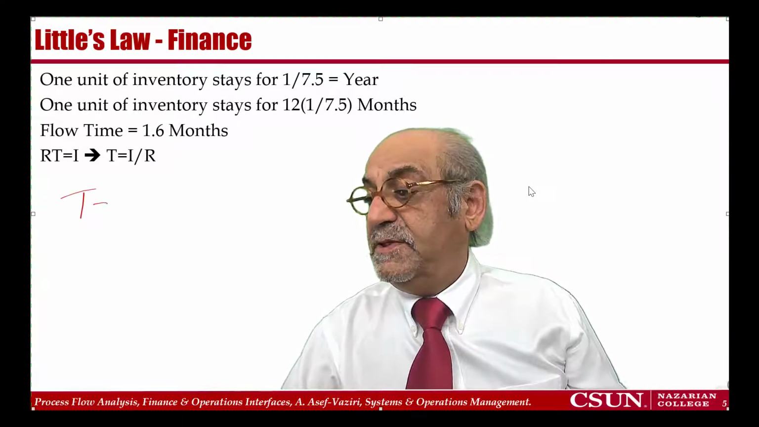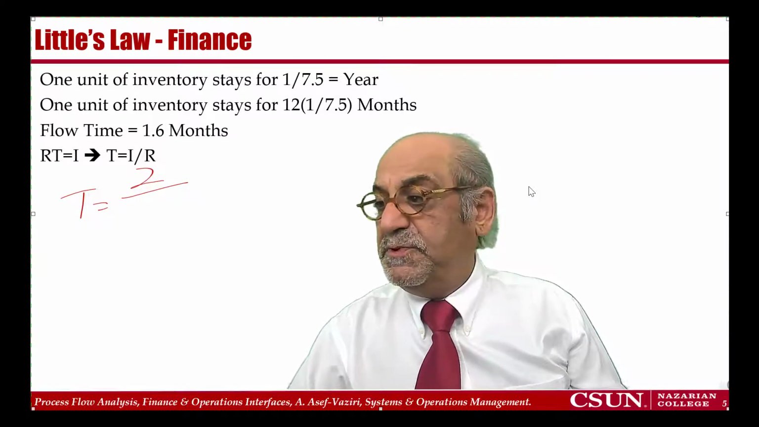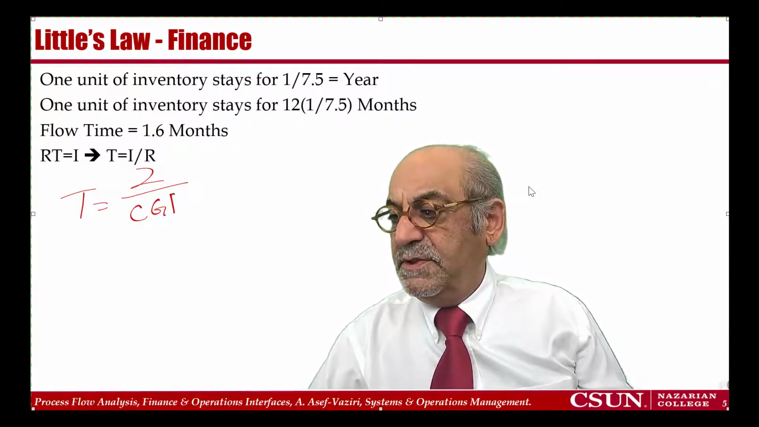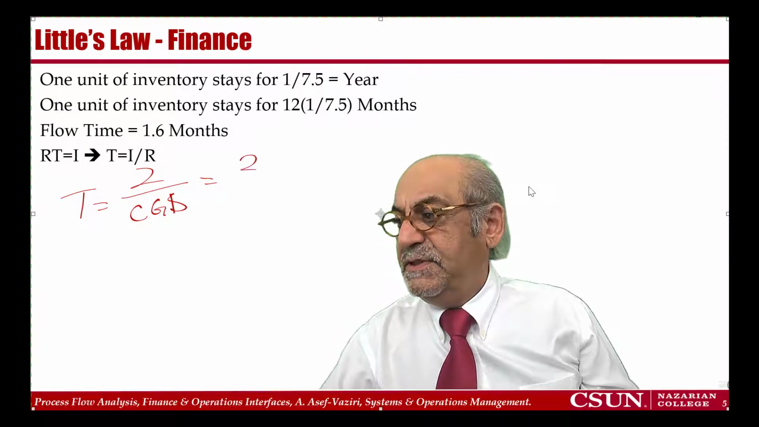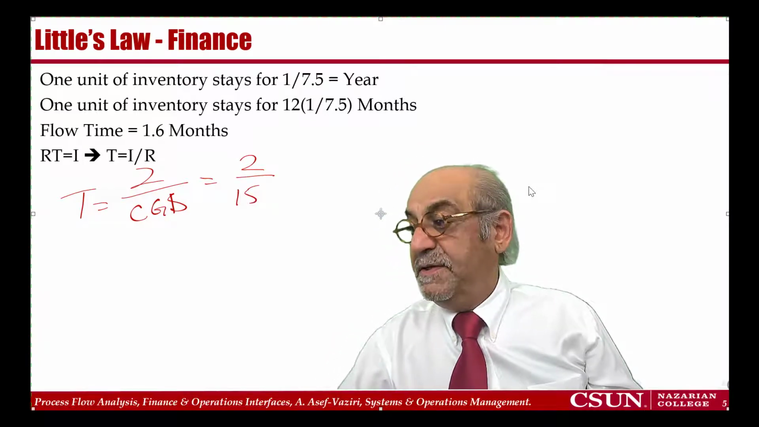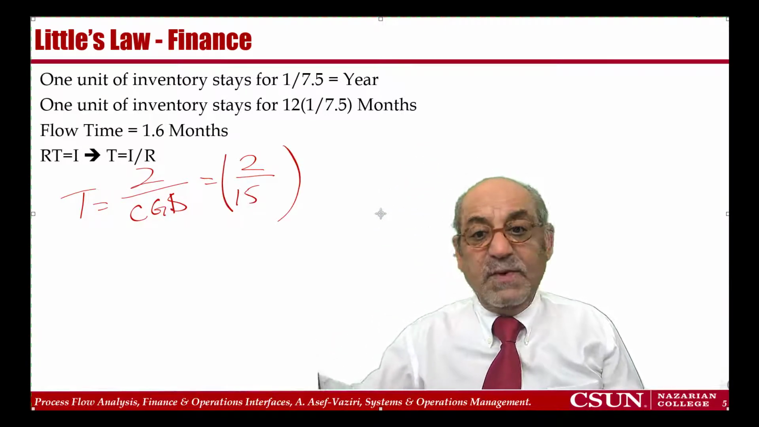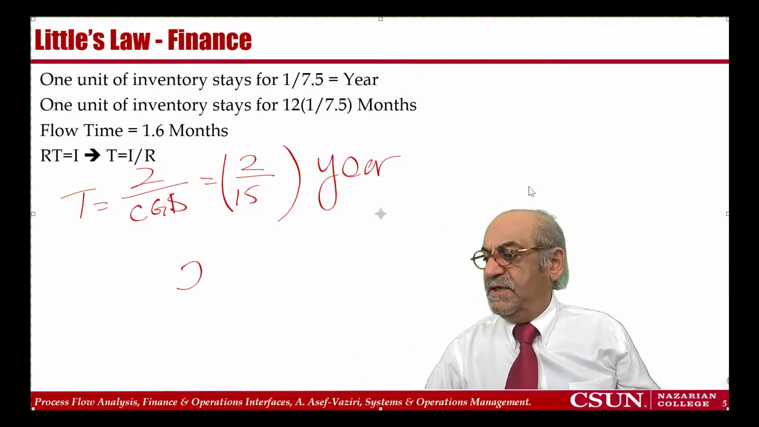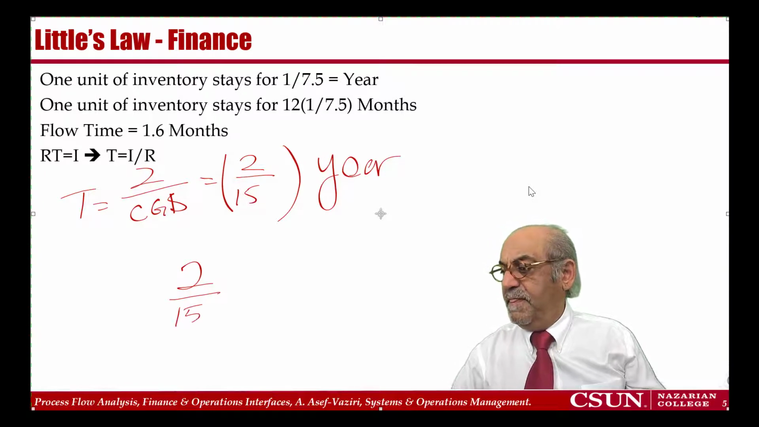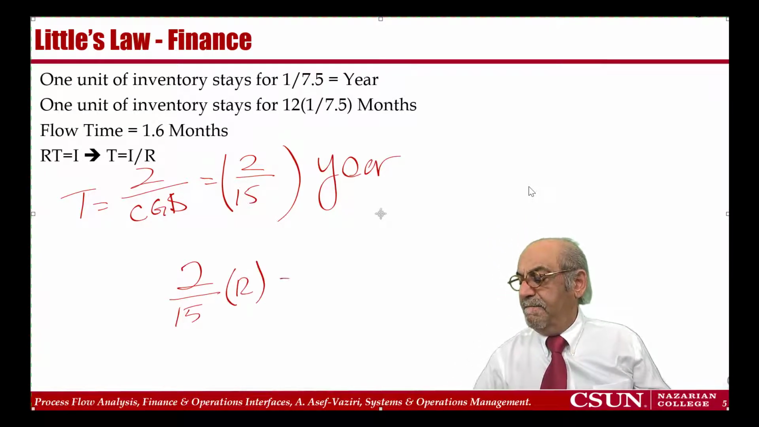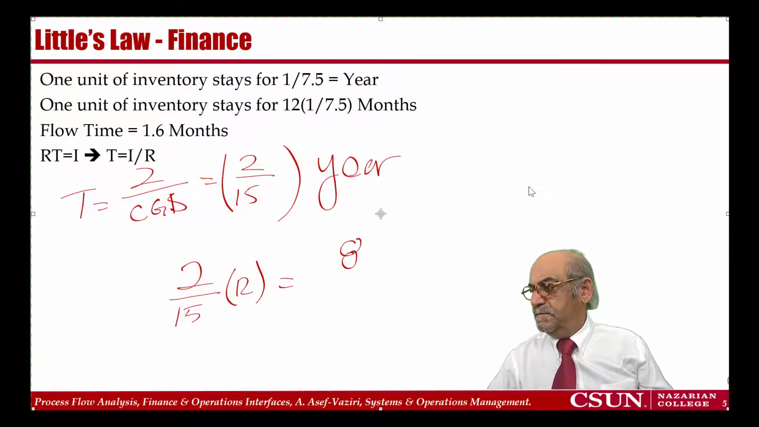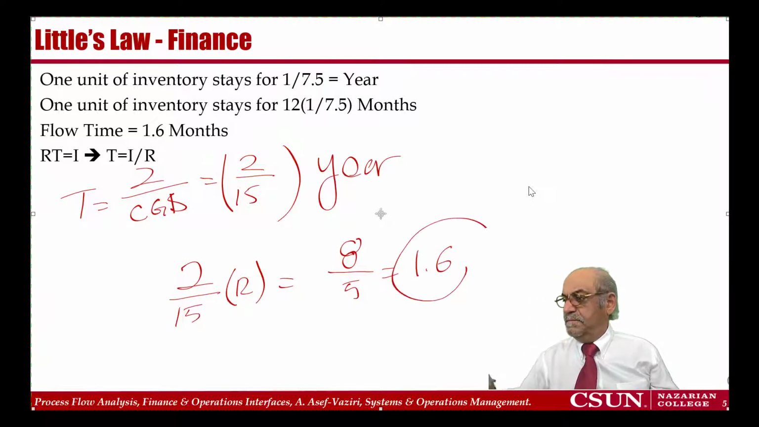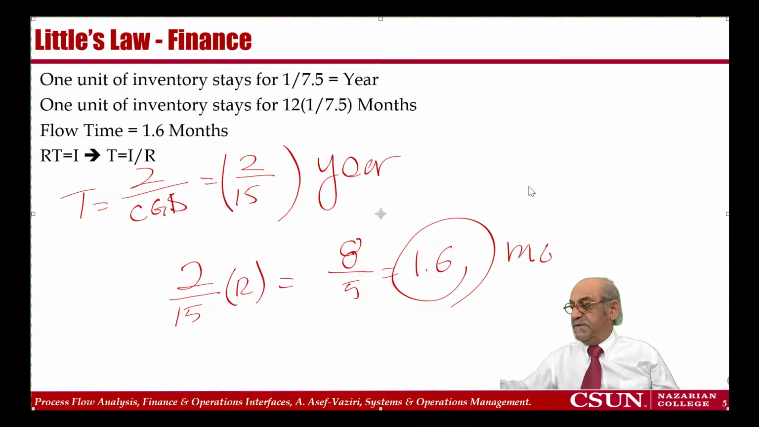T is equal to 2 million divided by throughput. Throughput was what? Cost of goods sold. And that is 2 divided by 15. 2 divided by 15 what? Year. If you multiply it by 12, that is 1.6 months.